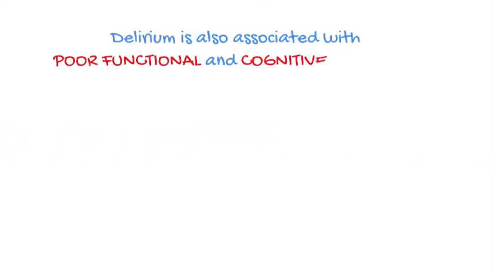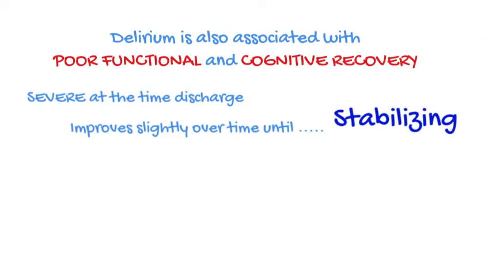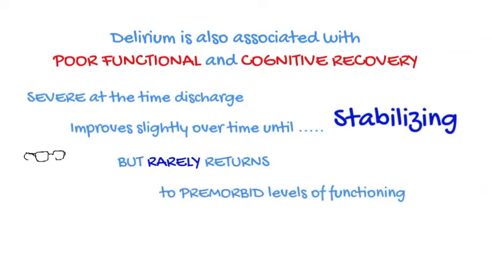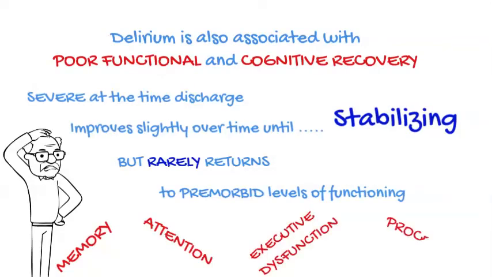But that's not all. Delirium is also associated with poor functional and cognitive recovery, which can be quite severe at the time of hospital discharge. Cognitive impairments improve slightly over time until stabilizing or reaching a plateau, but cognitive impairment rarely returns to premorbid levels of functioning, thereby forcing patients to rely on a caregiver. Evidence suggests that cognitive functioning in ICU survivors occurs in wide-ranging domains, including memory, attention, executive dysfunction, and processing speed.